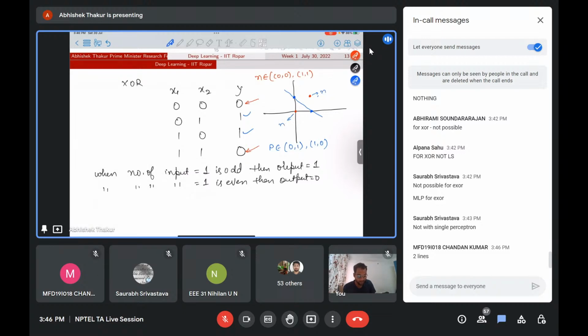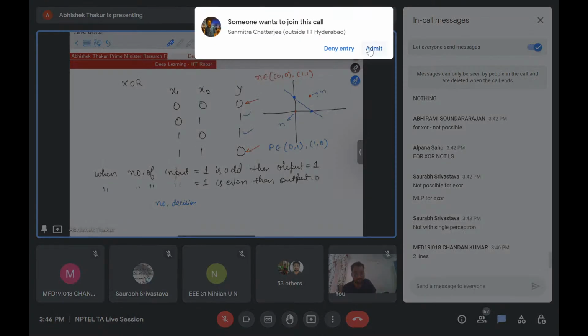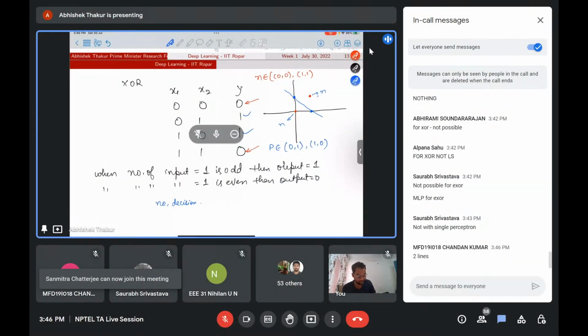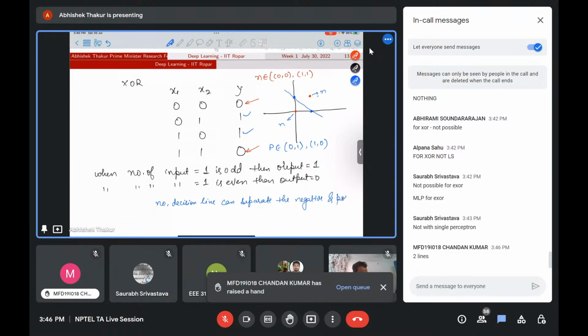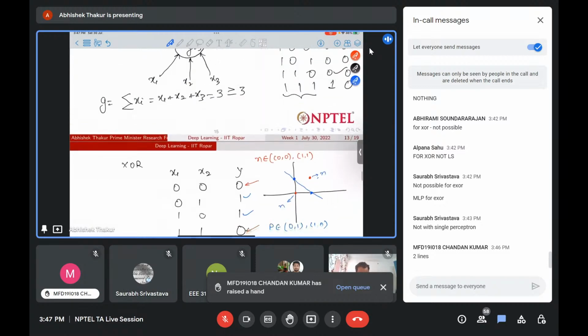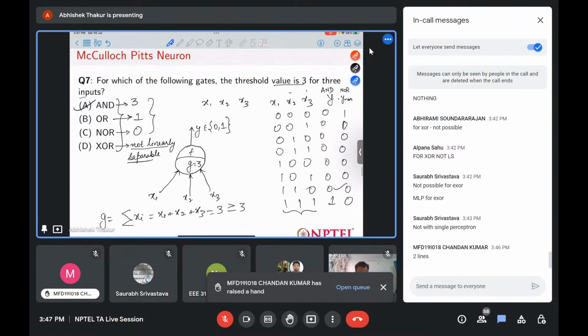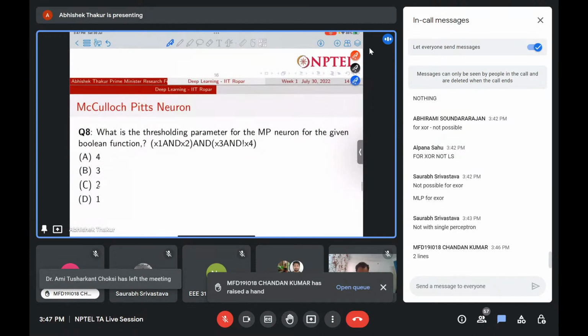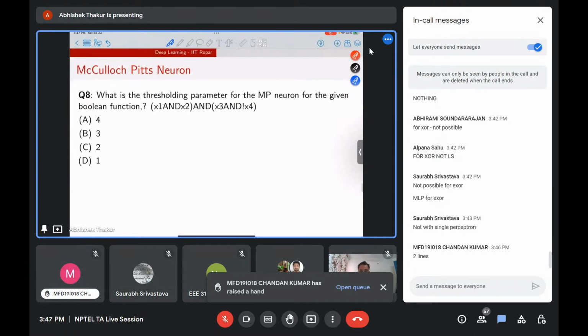So no line, no decision boundary, no decision line can separate the negative and positive class. Okay, so here XOR is not linearly separable, and we'll also solve one question based on that. Now coming to question number 8.